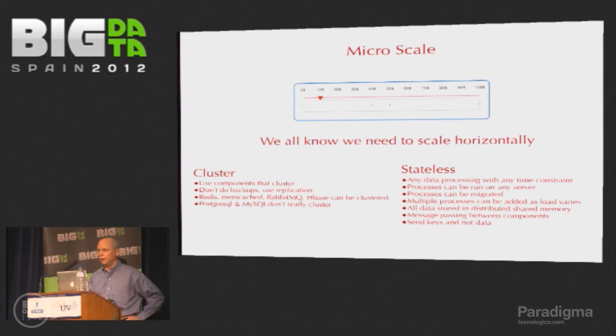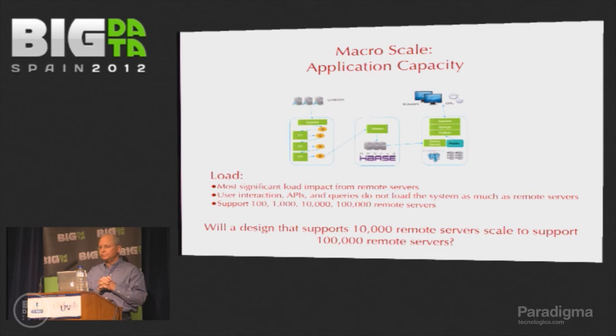So we'll talk quickly about macro scale. How do you scale this stuff in the broadest sense? This is where component scale, or what we describe as micro scale, is all about performance and so forth. This is really about capacity. How do you take this design and go from 1,000 to 10,000 to hundreds of thousands?